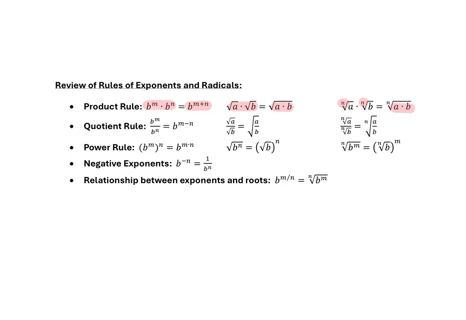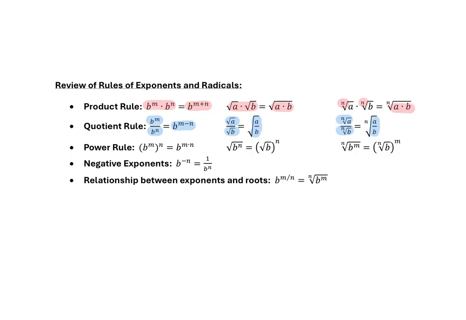The second rule that we have is the quotient rule. The quotient rule says that if you divide things that have the same base, then we can subtract the exponents. We have similar rules for roots. If you take the square root of a divided by the square root of b, then you can divide the insides and then take the square root. And this applies for any root. If you have the nth root, we can also divide the insides and then apply the root.